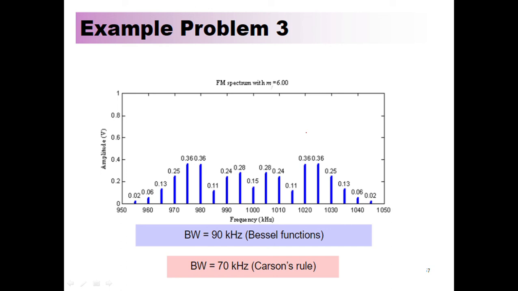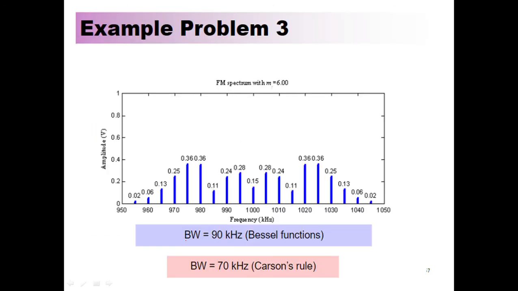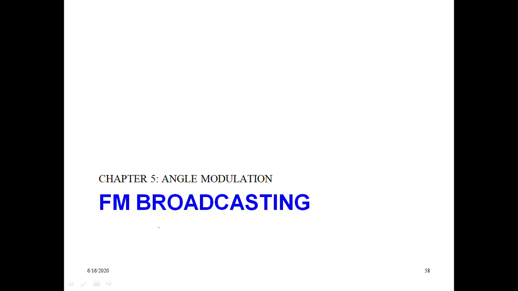So if you want to plot, the first one, 0.15 is the carrier. Okay, the first one, this is the carrier. The next one is the sideband, 9 on the right plus and 9 on the left. Okay, so this is the bandwidth using Bessel functions and Carson's rule.